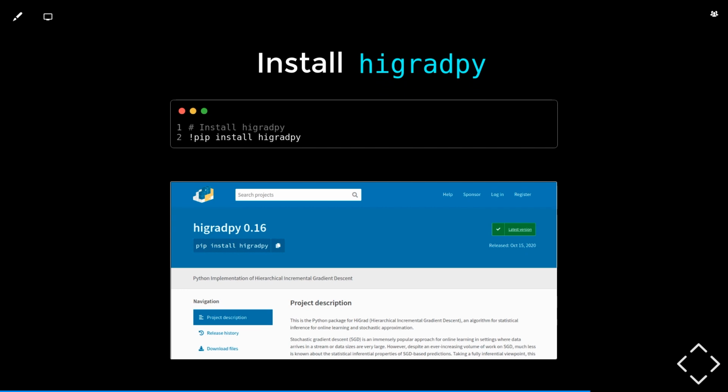Now, getting to the library itself, it's already uploaded to PyPI, or PyPy, depending on how you pronounce it. So you can do a pip install higrad-py and fetch it. We're currently on version 0.17. The picture on screen is outdated. So you can easily install the library.